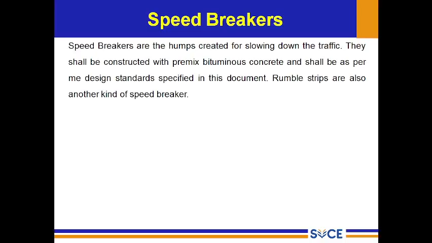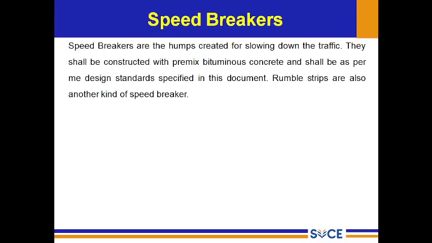Next, the speed breakers. This is also another important term which is frequently used in WTMP. Speed breakers are the humps created for slowing down the traffic. They shall be constructed with premixed bituminous concrete or as per the design standard specified in the IRC code. Rumble strips are also another kind of speed breaker. These speed breakers are commonly used to reduce the speed. The main aim is to reduce the speed.